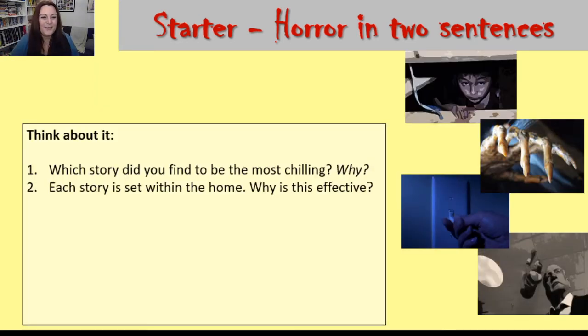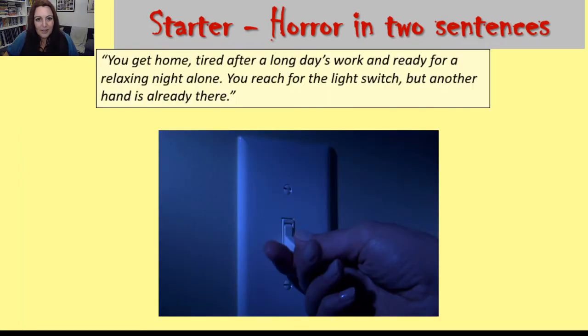And there we go. So have a little think. Which story do you think was the most chilling and why? I quite like the simplicity of, I think it was the last one. Let's go back. Yeah, I quite like the simplicity of this one. It's not complicated at all.